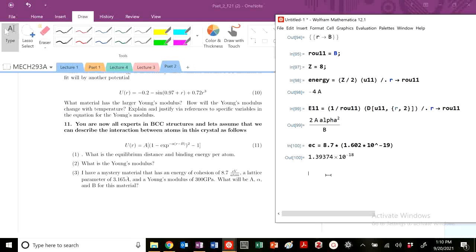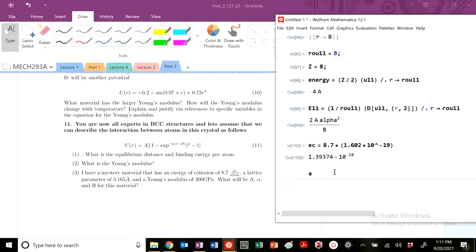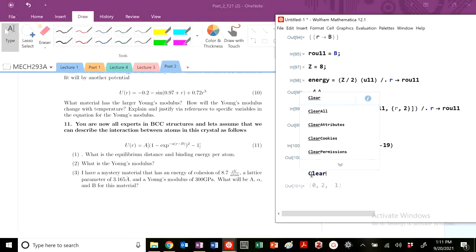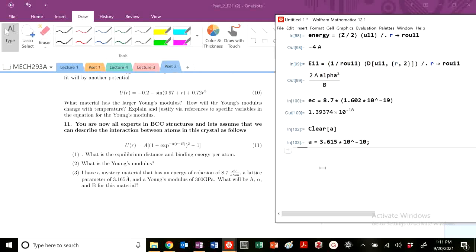My lattice parameter, what is A? Already defined here? Let's clear A. So my lattice parameter A is equal to 3.615 times 10 to the minus 10 meters. I have a relationship there as well. We'll get to that in a second. And my Young's modulus, my E for material 11, equals 300 times 10 to the 9. So if these are the case, what are alpha, A, and B?